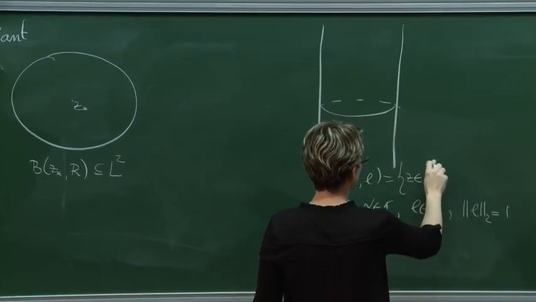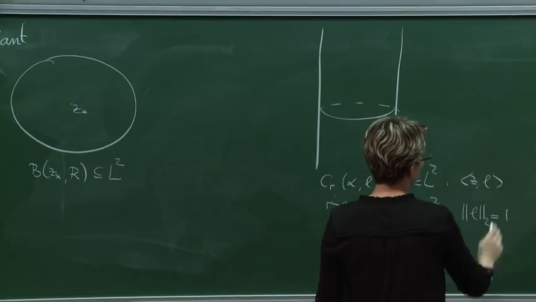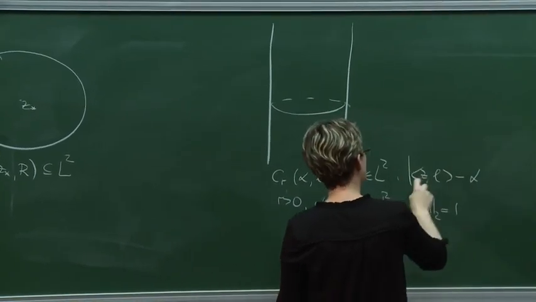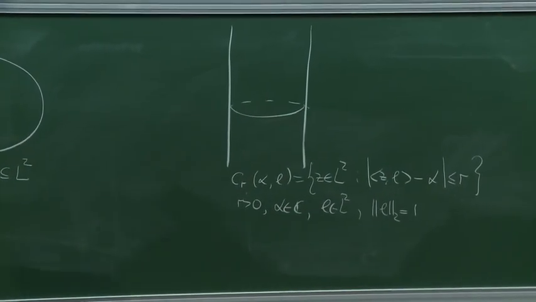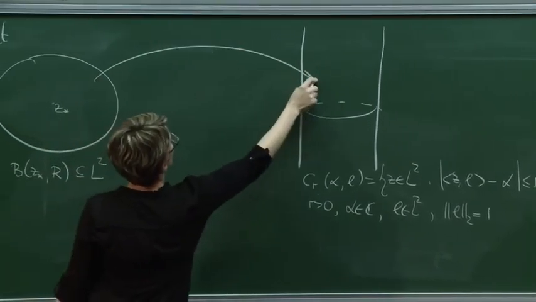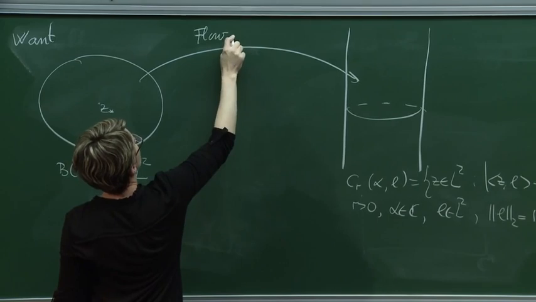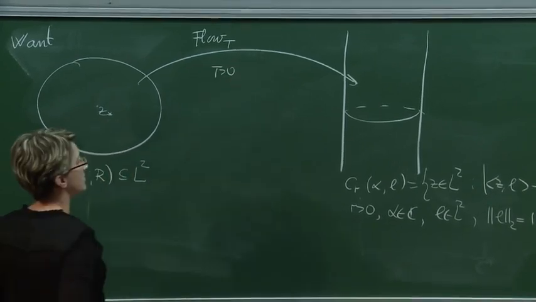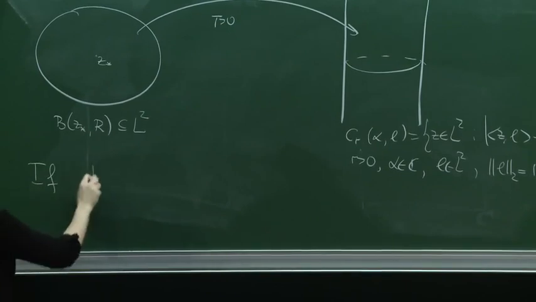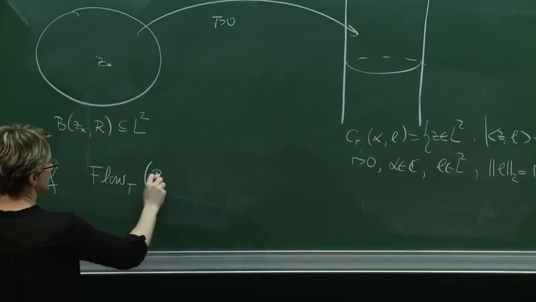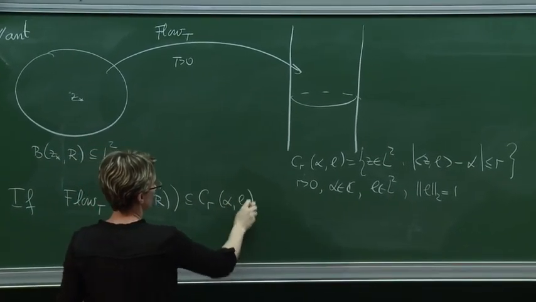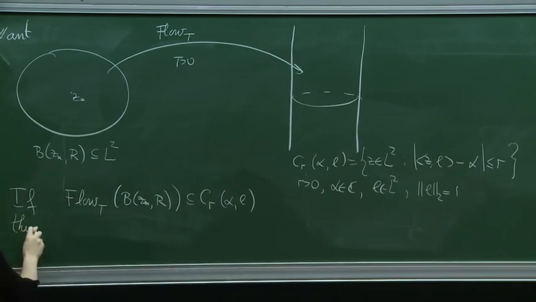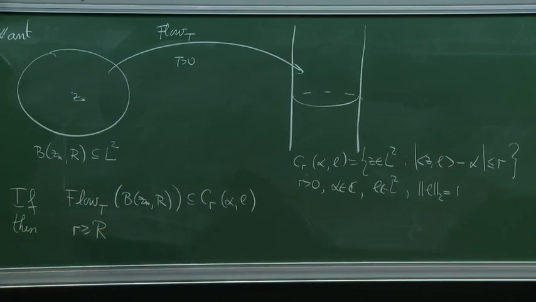These are the functions z in L2 with the property that the inner product between z and L, right? If you project z on L, then it lies within a disk of radius r around alpha. We want to prove that if we're looking at the NLS flow at time capital T, let's say T is some positive number, and this flow at time capital T maps the ball inside the cylinder, then necessarily little r is bigger or equal than capital R. Exactly the same statement as before.